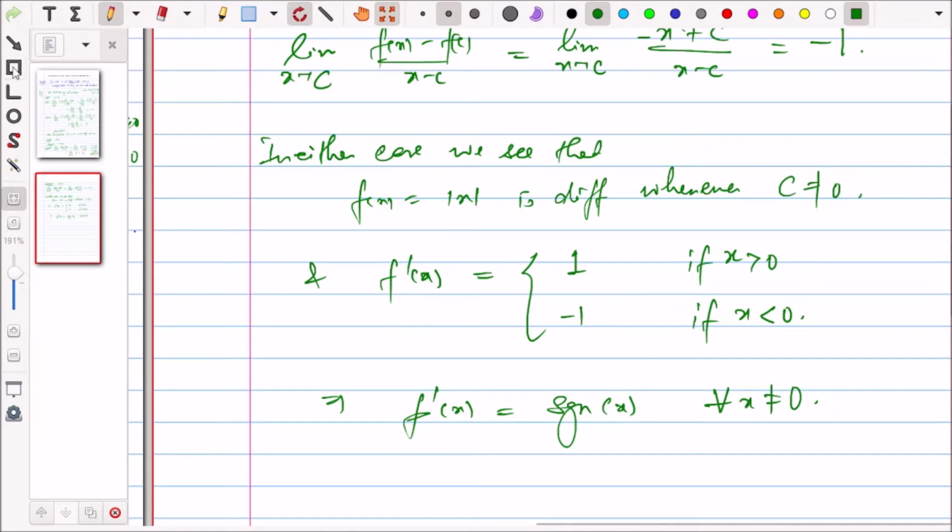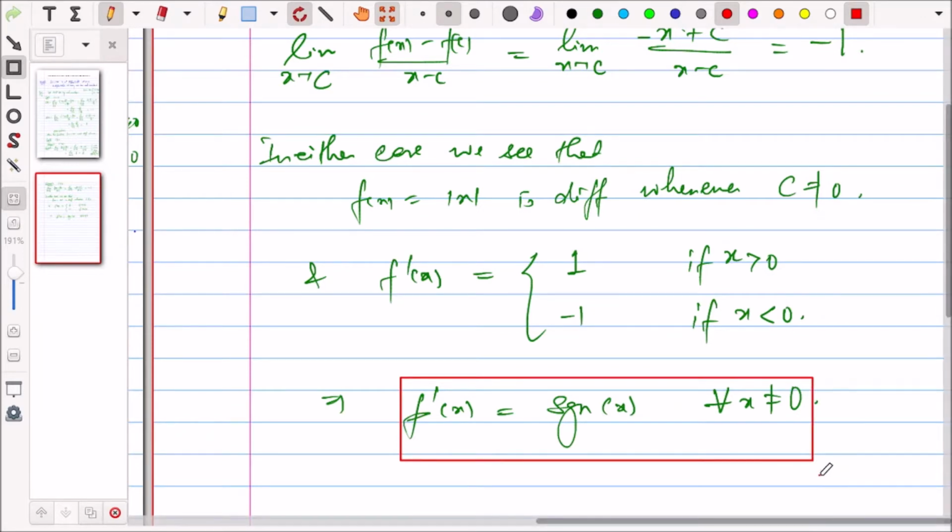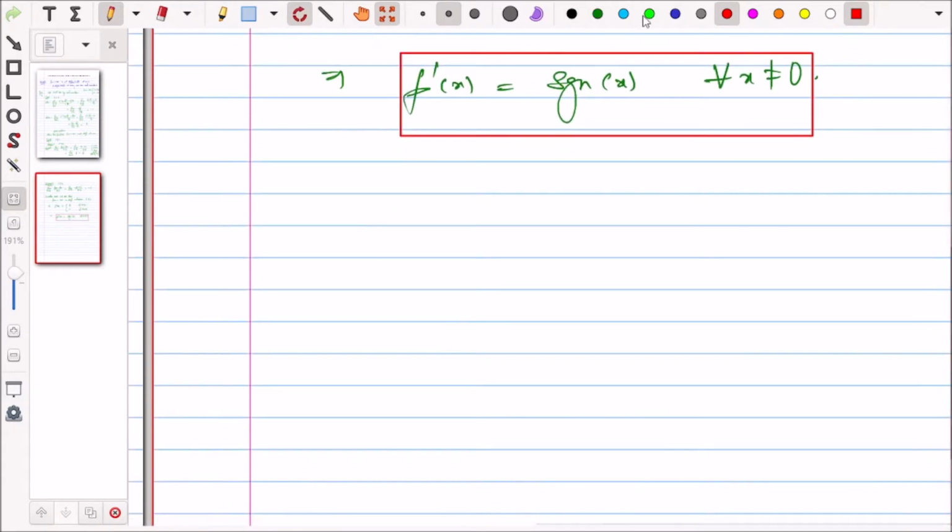We will use this observation in many places, so remember that the derivative of mod x is signum function of x provided your x is non-zero. At x equal to 0, mod x is not differentiable. Is it fine? Yes, sir. Okay, now let us take the next example.